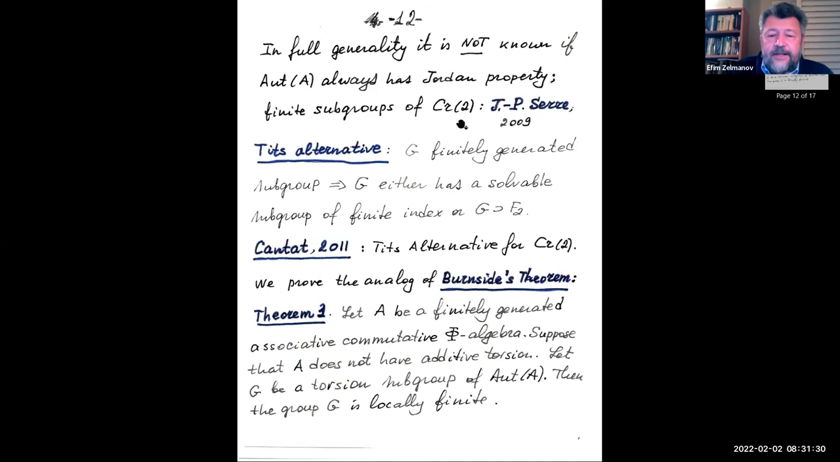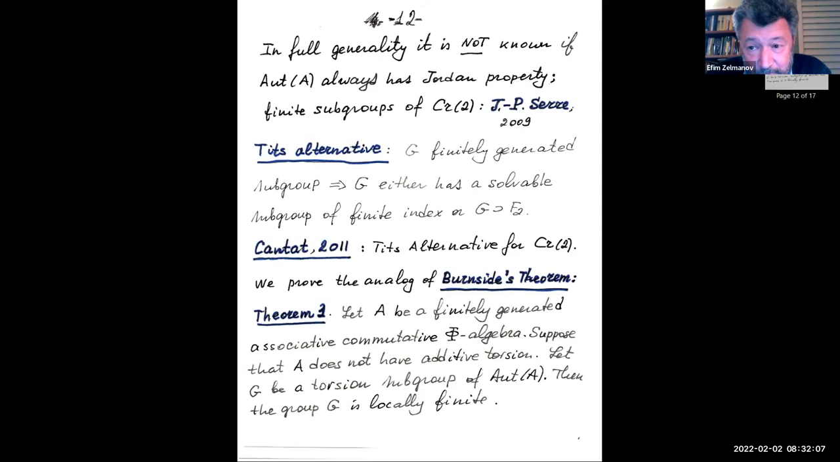Another problem: for linear groups, there is a very important result, the Tits alternative, which is a generalization of Burnside's theorem on torsion groups. In 2011, Cantat proved the Tits alternative for the Cremona group, again in two variables. So the first theorem that I will formulate, it's a new theorem, is the extension of the result of Burnside and Schur on torsion groups.